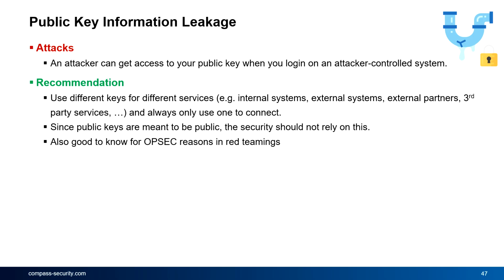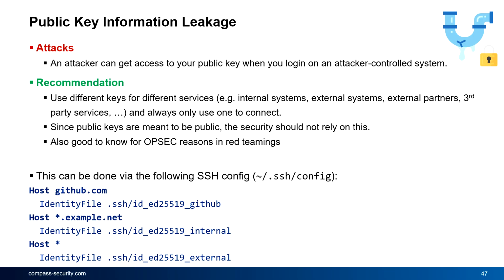This may also be good to know just for OPSEC reasons when you're doing red teaming. In the SSH client config, this can be configured like this. You can add a new host block for the different hosts, or you can also use wildcards, and then you specify the SSH key you want to use. Then the SSH client will only use these specified keys and no other keys. This means you won't leak all your SSH keys to all the hosts you connect to.